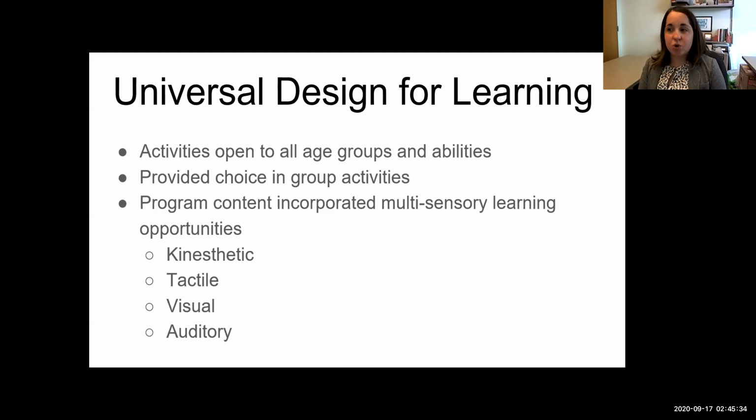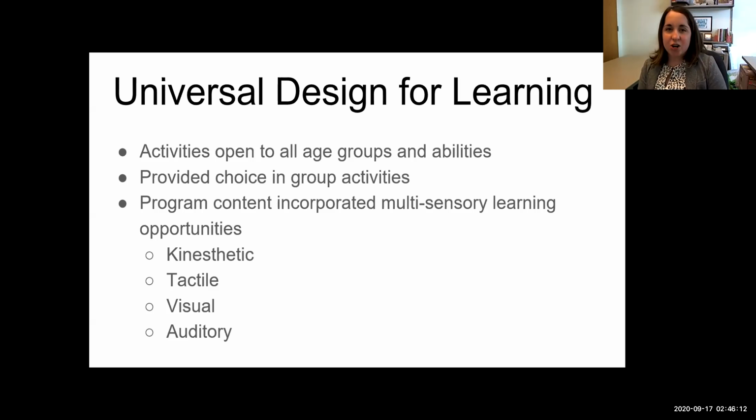Our activities were open to all age groups and abilities. We provided sensory support so that if people needed to get up, move around, or fidget, they could do that. We changed, like I said, the layout of the space, and people could navigate in between the different activities on their own time. We provided choice in group activities, and ultimately the information, because this is an informal learning opportunity, the information shared was done in a variety of ways.